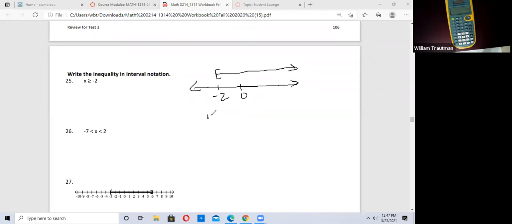So when we put it in interval notation, the far left has a bracket, -2. The far right goes to positive infinity. You can never touch positive infinity, so there's our answer. That's it.